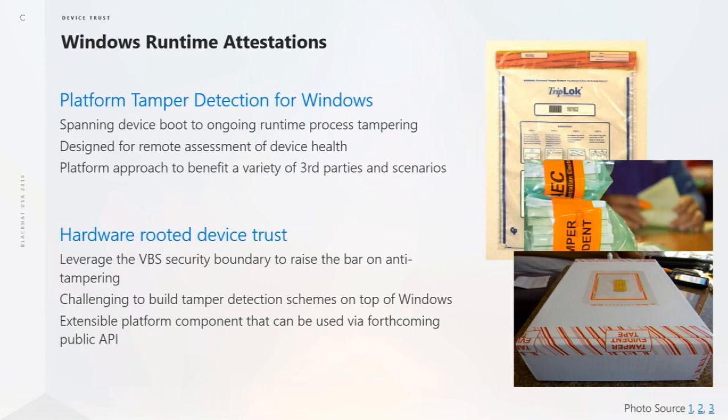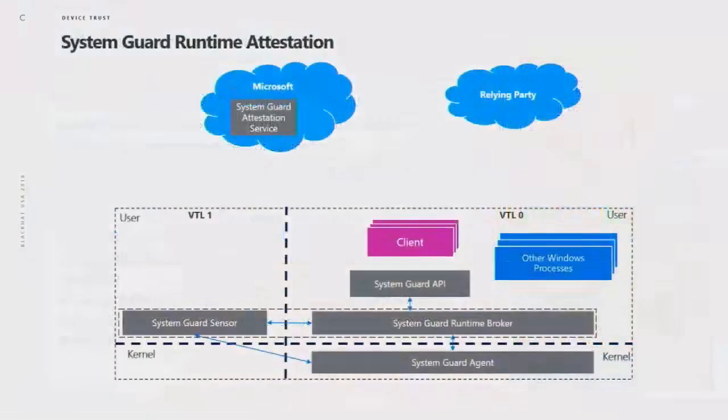It essentially allows us, without moving the entire AV or EDR stack into the hypervisor, to have hardware rooted trust. So let me explain a little bit more about how that works. As I mentioned, System Guard Runtime Attestation leverages virtualization-based security to run its code in a hypervisor segmented area of the operating system that we call Virtual Trust Level 1. So there's a sensor that runs in there as a userland process. It has a scriptable runtime based on Lua that allows us to measure from a privileged position everything happening in the normal world operating system.